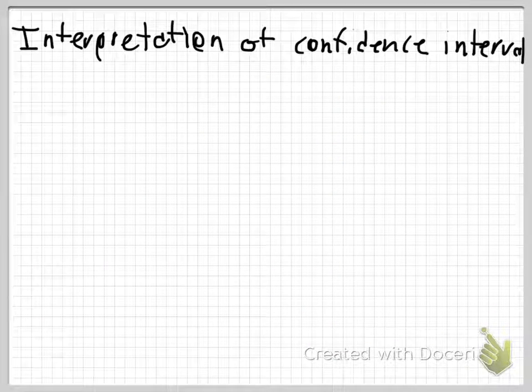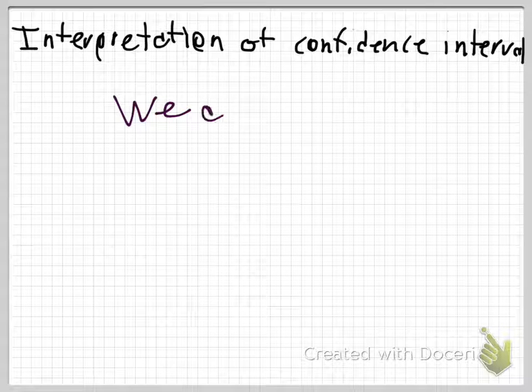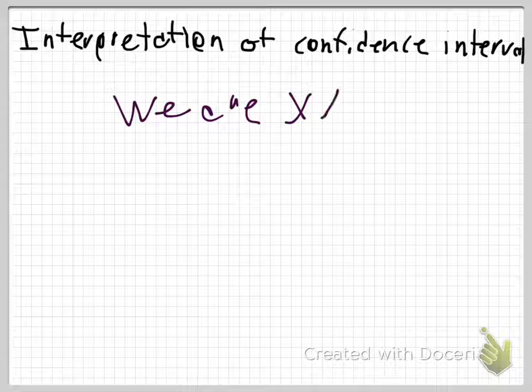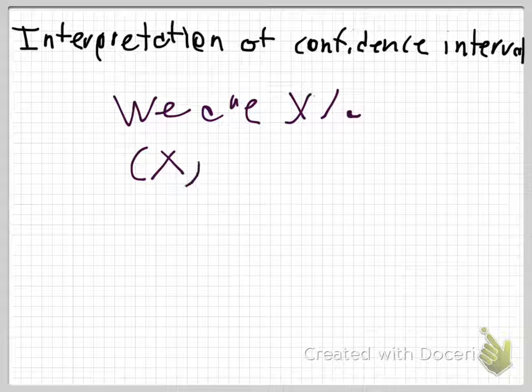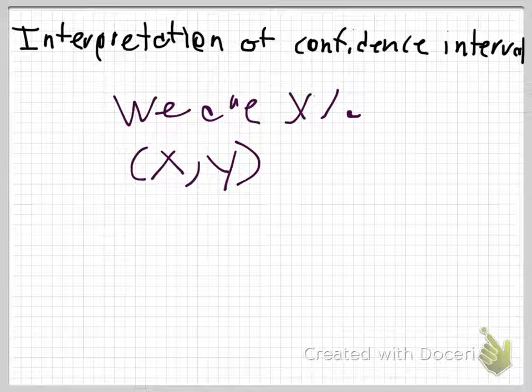Next is the interpretation of a confidence interval. This is a little bit the same as what the last slide is, but we're going to give you some more specific language. When you want to interpret a confidence interval, you say that we are X% confident that the interval from X to Y captures the parameter in context. A little bit the same as the last problem.